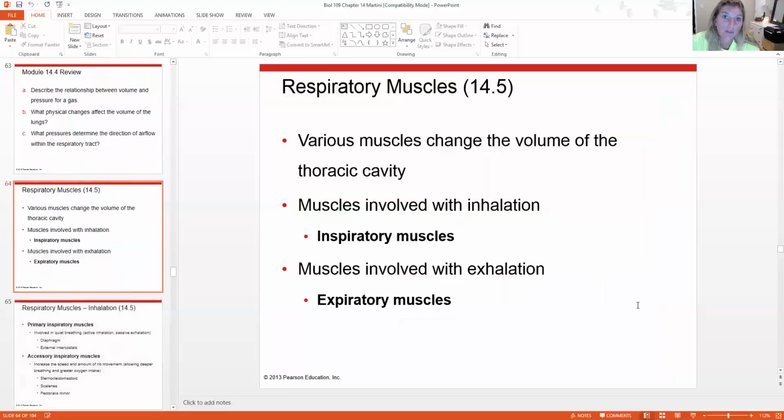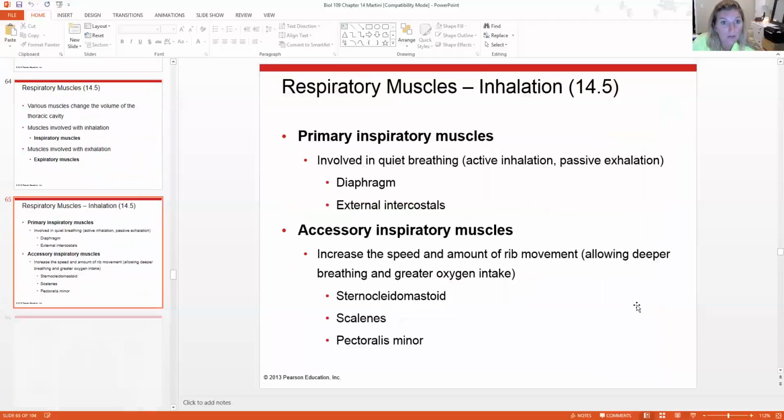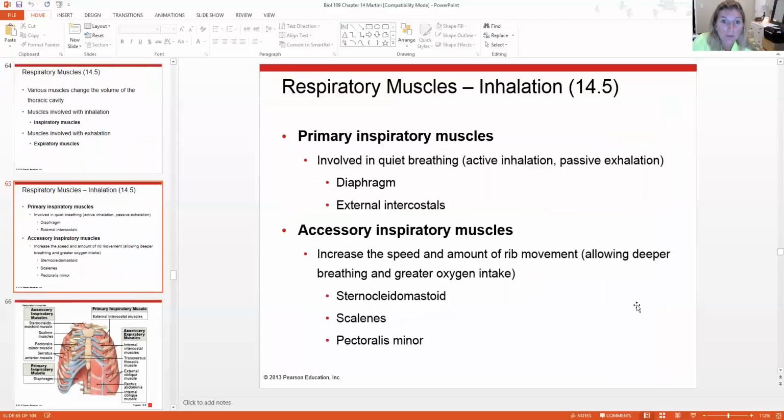Let's talk about some muscles that are involved in respiration. You have several muscles that are involved in inspiration and a few that are involved in expiration. They're called inspiratory or expiratory muscles. The primary inspiratory muscles during quiet breathing are your diaphragm and external intercostals. Your diaphragm is getting pushed down and your external intercostals are contracting to move your ribs up.